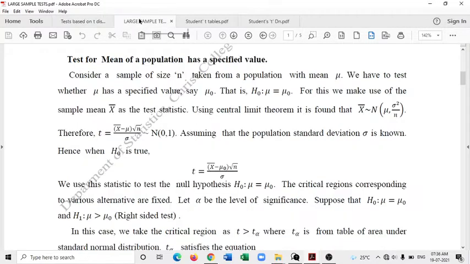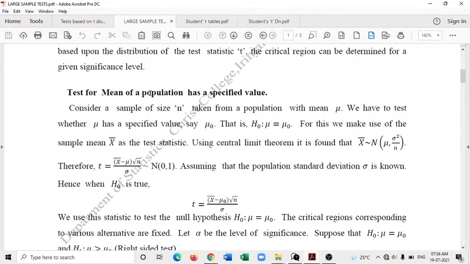In large sample test, we test whether the mean of a population has a specified value. Here we consider a sample x1, x2, etc., xn drawn from the population with the mean mu and standard deviation sigma, and the statistic t equals x bar minus mu root n by sigma follows N(0,1). For the construction of this statistic, we make use of the central limit theorem, and therefore the distribution of the population is not necessary in that case.